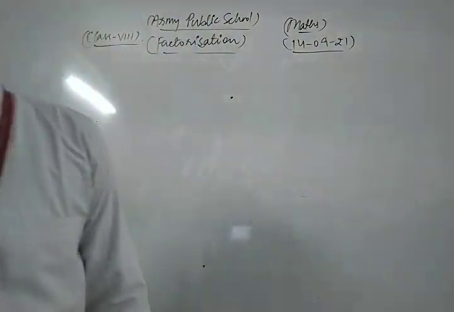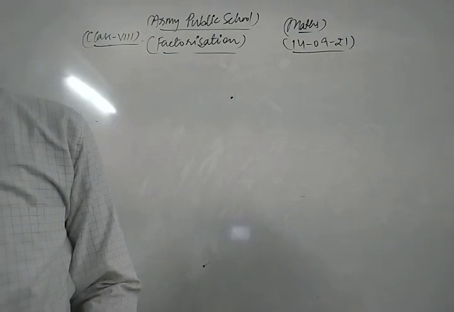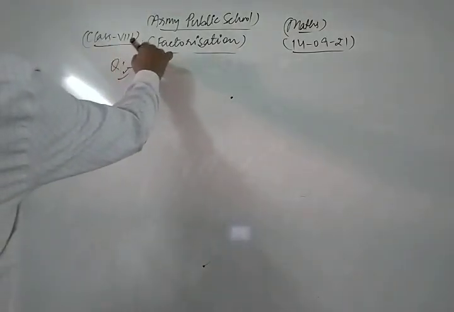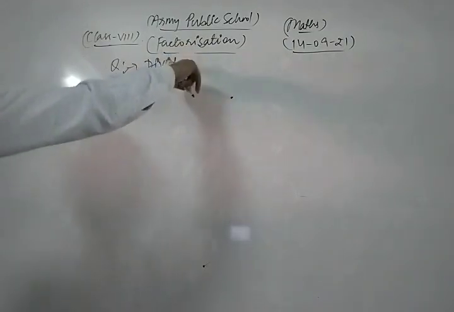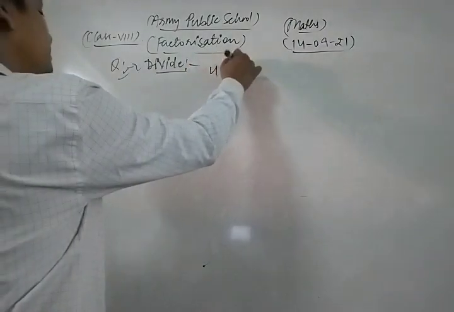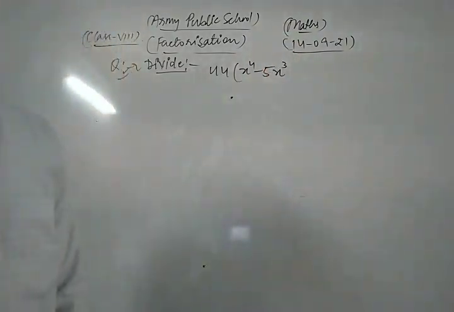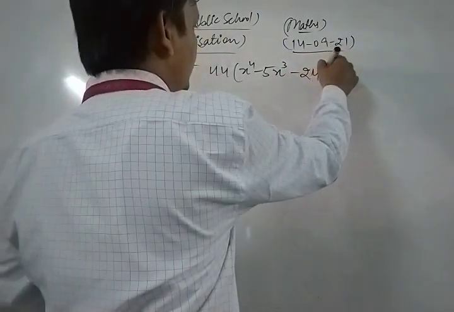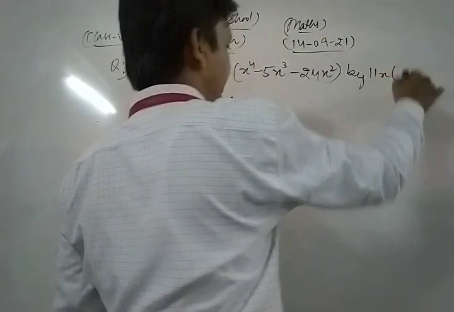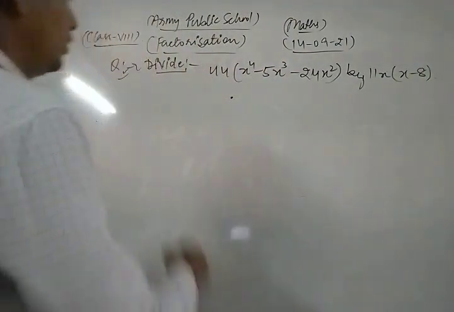Now we take a question: divide 44 (x to the power 4 minus 5x cube minus 24x square) by 11x (x minus 8). Now let's see its solution.